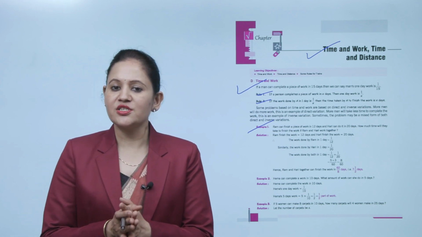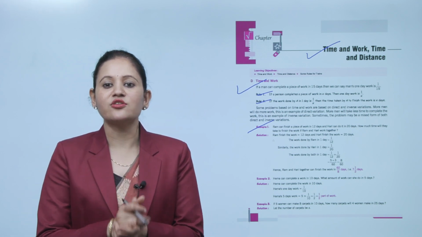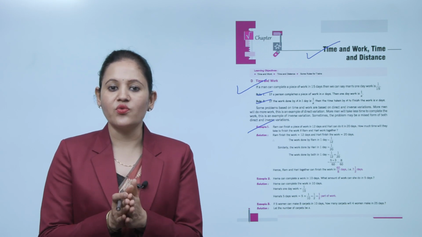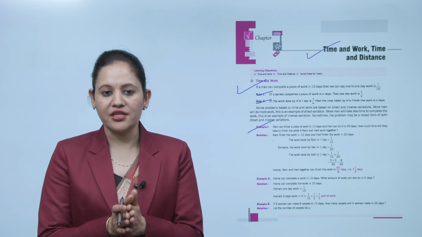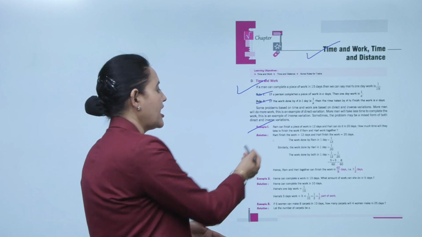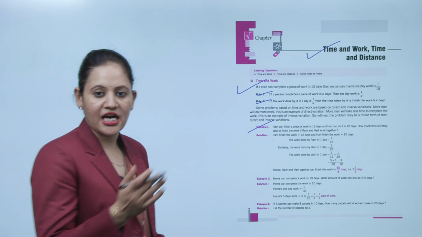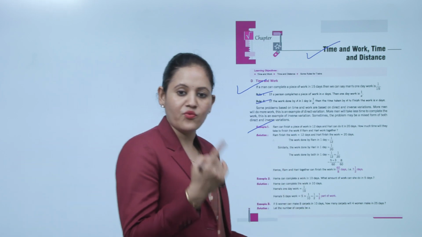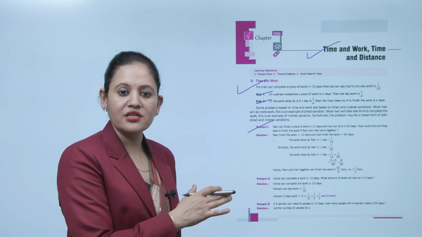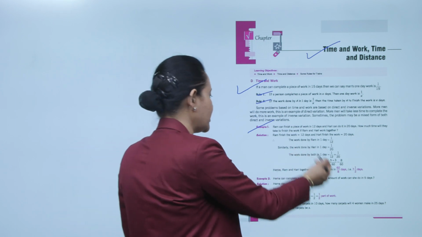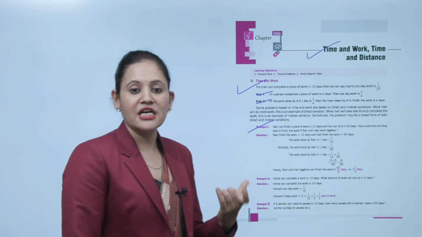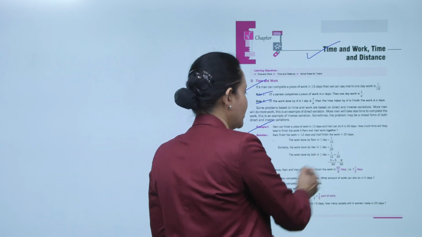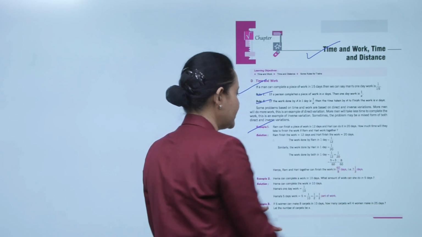Ram can finish a piece of work in 12 days and Hari can do it in 20 days. How much time will they take to finish the work if Ram and Hari work together? So, Ram finishes a work in 12 days and Hari takes 20 days. The work done by Ram in one day is 1 by 12, and the work done by Hari in one day is 1 by 20. So, the work done by both of them in one day is 1 by 12 plus 1 by 20. Solving, that is 8 by 60.